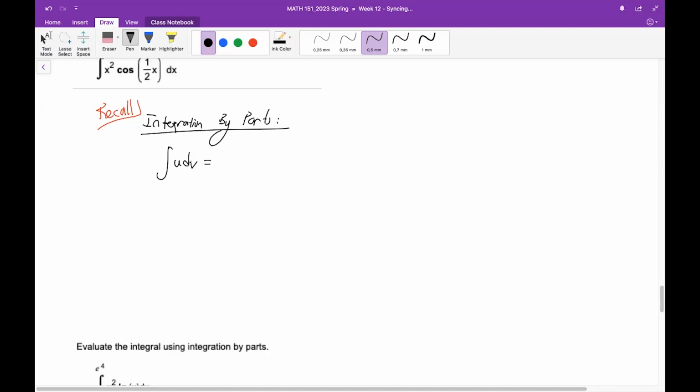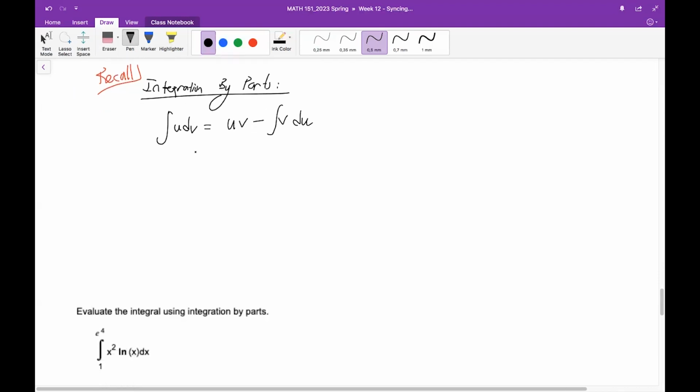It works like this. So some part of the integrand will be serving as u, the remaining part will be serving as dv, and the formula for integration by parts goes like that: uv minus the integral of v times du. Okay, so this is the integration by parts formula. How does it work?